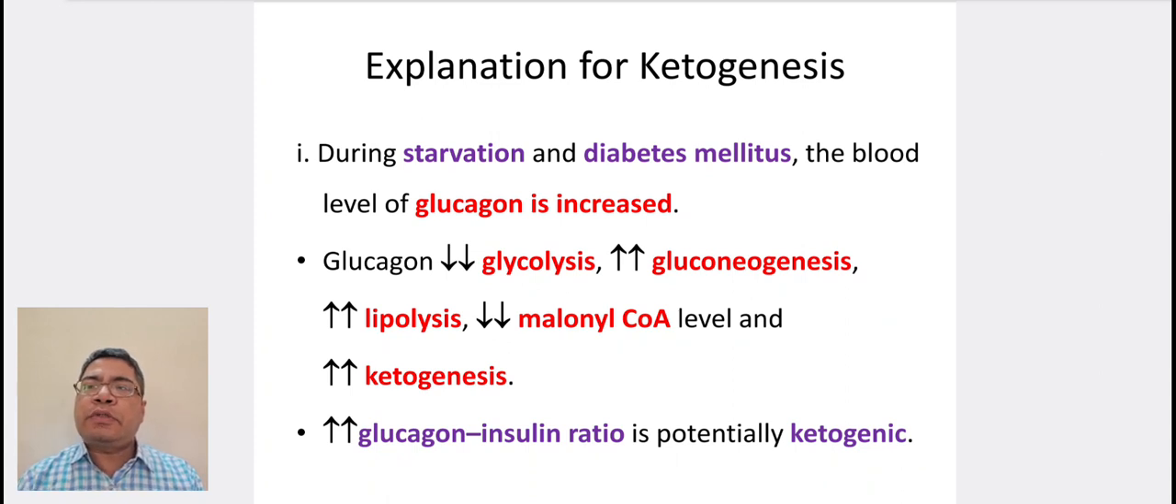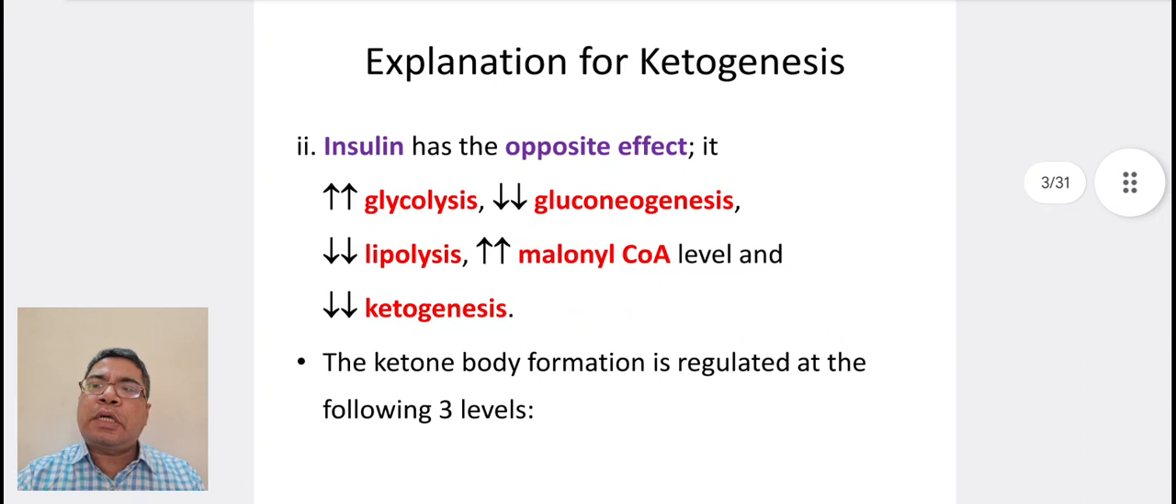Explanation of ketogenesis. During starvation and diabetes mellitus, the blood level of glucagon is increased. Glucagon decreases glycolysis, increases gluconeogenesis, increases lipolysis, decreases malonyl-CoA, and increases ketogenesis. Increased glucagon to insulin ratio is potentially ketogenic. On the other hand, insulin has the exact opposite effect. It increases glycolysis, decreases gluconeogenesis, decreases lipolysis, increases malonyl-CoA level, and decreases ketogenesis.